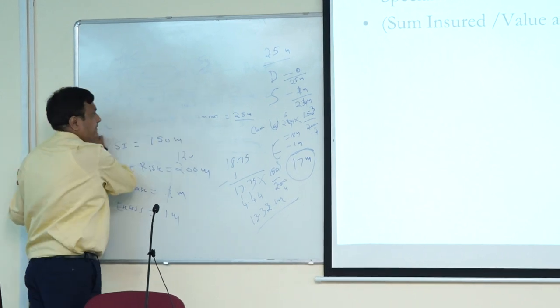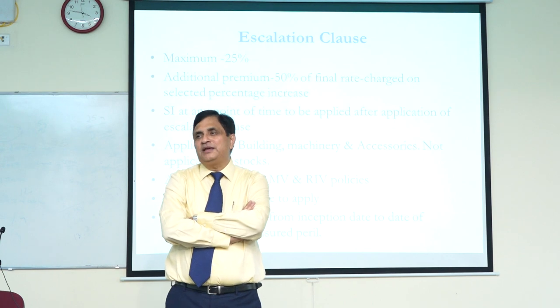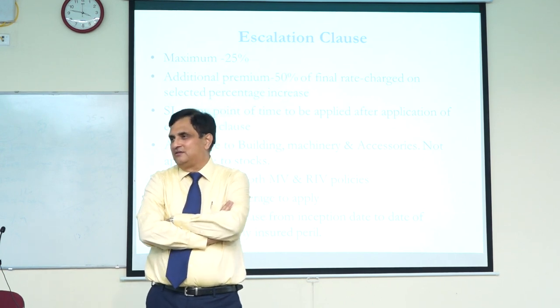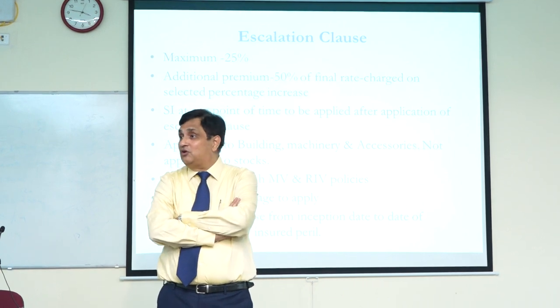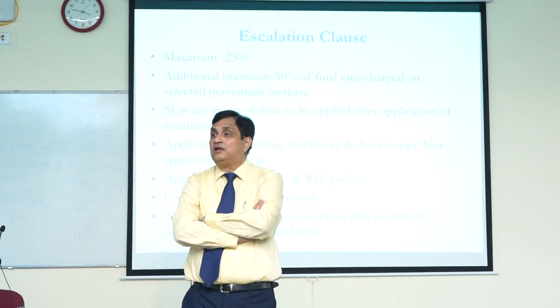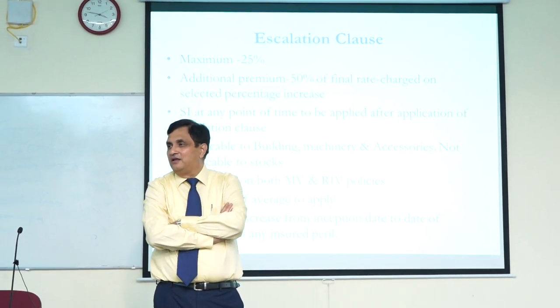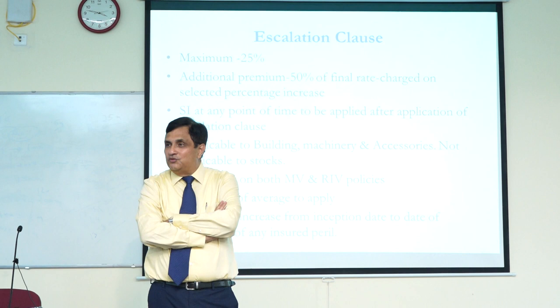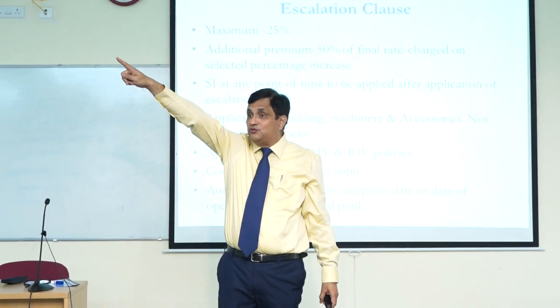Please practice. When will you buy a policy? You will buy it in December 2018. So when will you arrive at the sum insured? What ought to be the sum insured based on your index method or your quotation method? You will arrive at it in December 2018. Now you are buying a policy from 1st January 2019 to 31st December 2019.